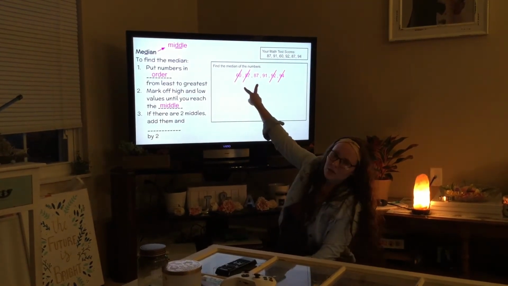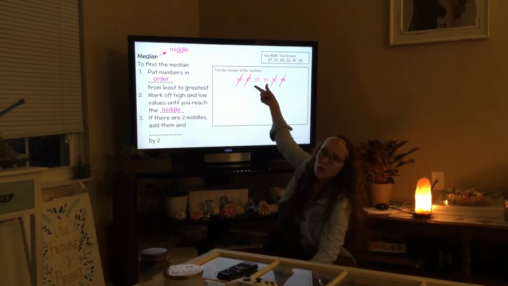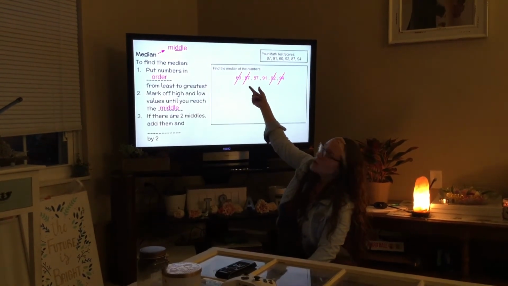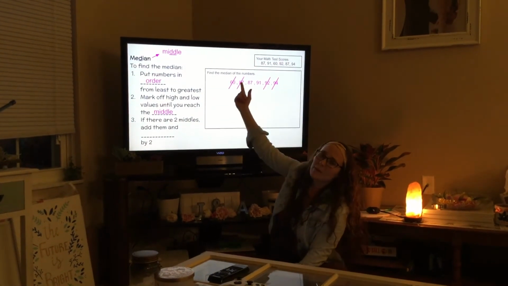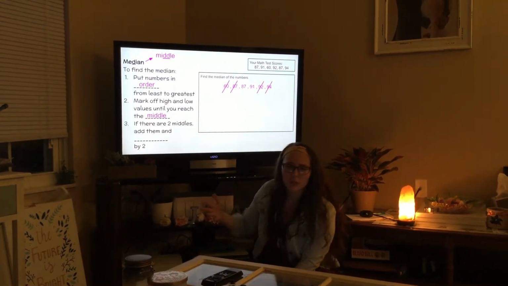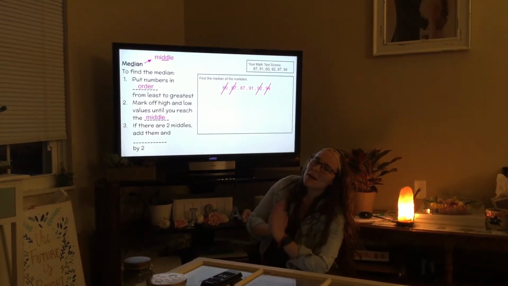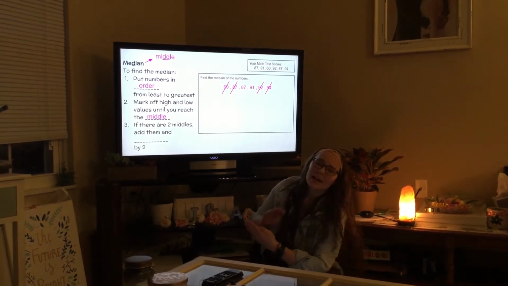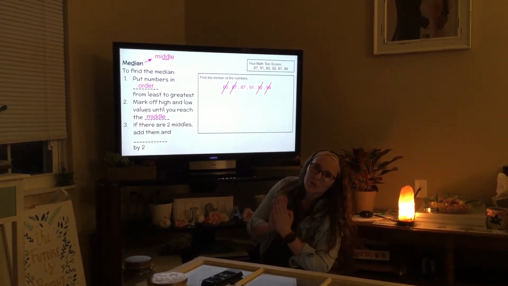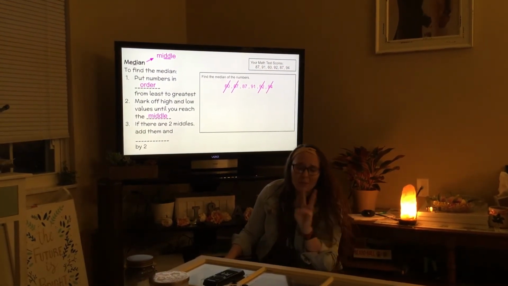Now don't panic, okay? We don't just pick whichever one we want. We want to find the true middle between these numbers. When I get 2 numbers in the middle, if they're the same number, great. You don't have to do anything. But if they're different numbers, you need to figure out what number is directly between 87 and 91. What number is right in the middle of those? If you don't know it off the top of your head, you can do step number 3.